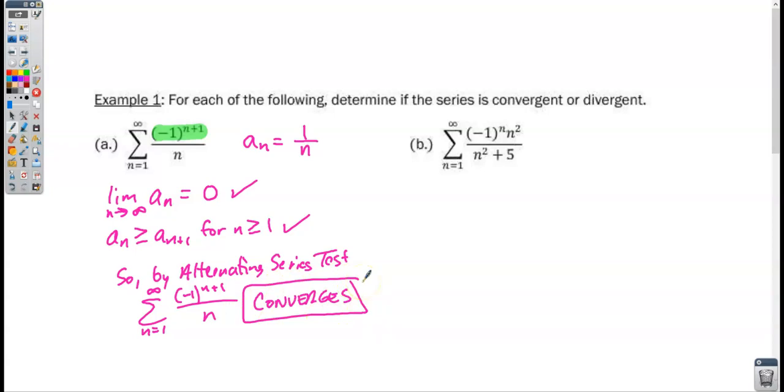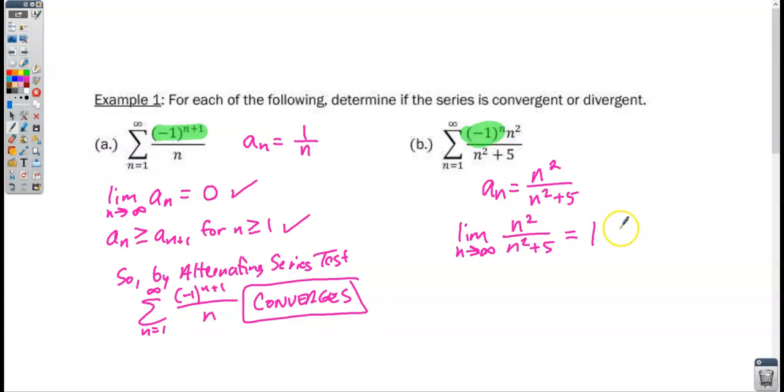Okay, let's take a look at the next one. First, there's my alternator, and identify my a sub n. A sub n is equal to n squared over n squared plus 5. And so, first thing, I want to check the first condition. I find the limit as n goes to infinity of n squared over n squared plus 5. Ooh, this limit is not 0. This is 1, which is not 0.